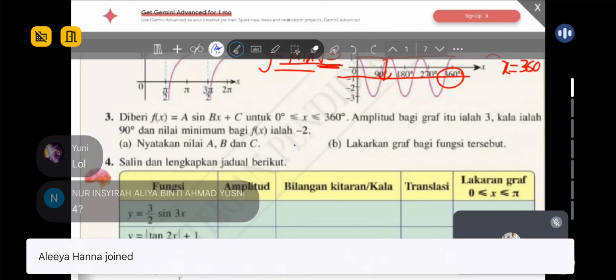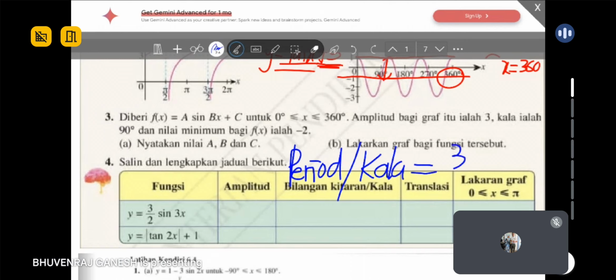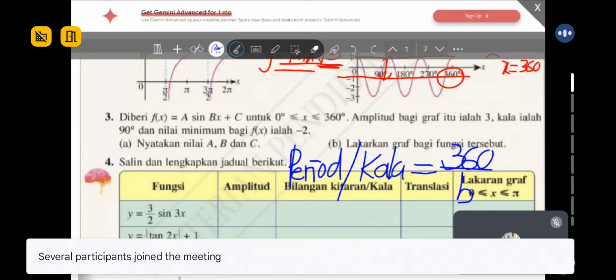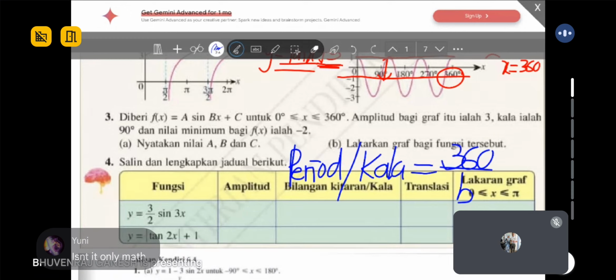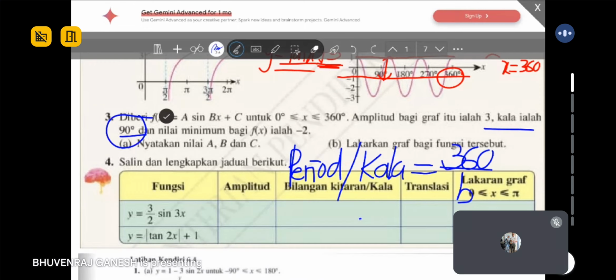Okay, kamu kena ingat satu rumus guys. Period or kala, the formula is 360 over B. Do you guys know this? Kamu kena hafal rumus ni guys. You must remember how to count period is equal to 360 bahagi nilai B. Admaths also can. Admaths pun boleh. Kamu lihat buku teks kamu. Dia ada bagi tahu rumus ni. Your Admaths textbook will tell you this also. Okay? Alright. So now they tell you the period is 90. Kala 90. So 90 equal to 360 over B. So B sama dengan berapa guys? 4. Okay, so the answer for B is 4.